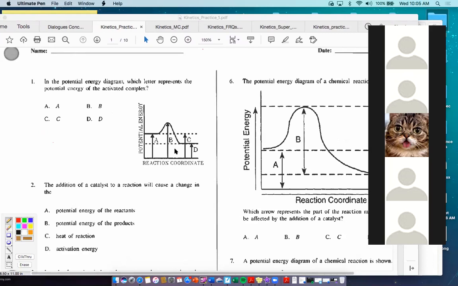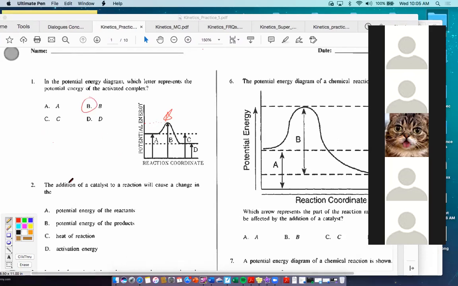All right, so in this potential energy diagram, which letter represents the potential energy of the activated complex? We remember that the activated complex is the term for the chemical structure that's formed when we have overcome the activation energy threshold right up here. So the potential energy of that activated complex looks like it's going to be represented by letter B, doesn't it?